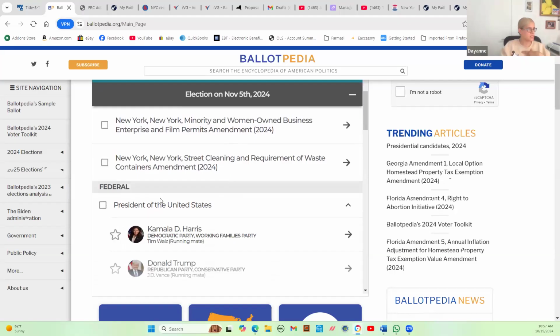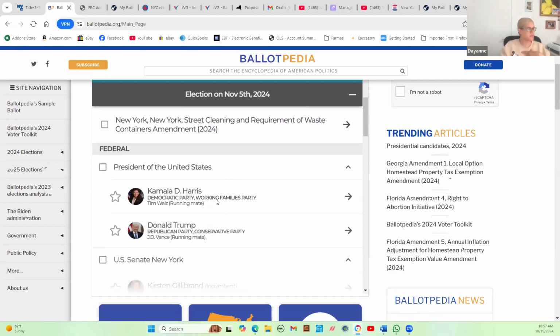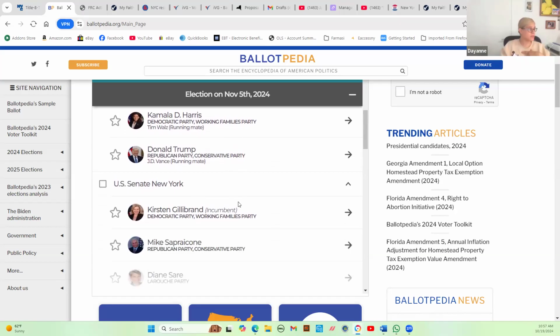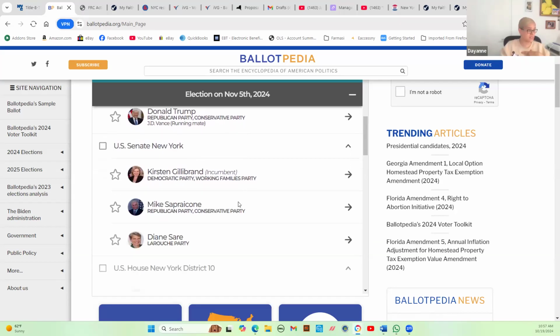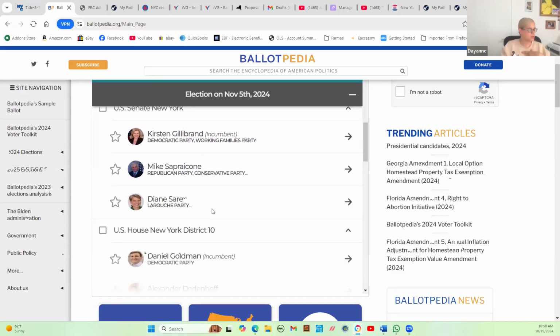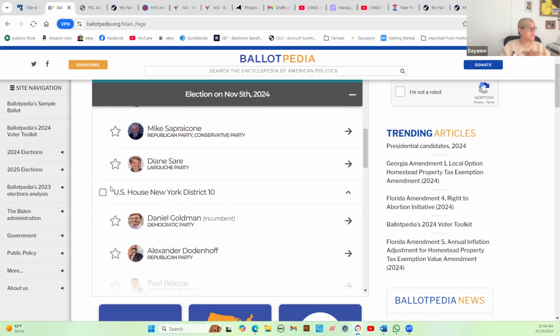Okay, when you scroll down, you have federal, you have President of the United States, Kamala Harris, Donald Trump. Okay, and then if you keep scrolling down, you have the US Senate in New York. This is state elections. You have Kirsten Gillibrand, she's the incumbent. Mike Sapraicone, he's a conservative Republican, and you have Diane Sare from the LaRouche Party, who's coming in as an independent.